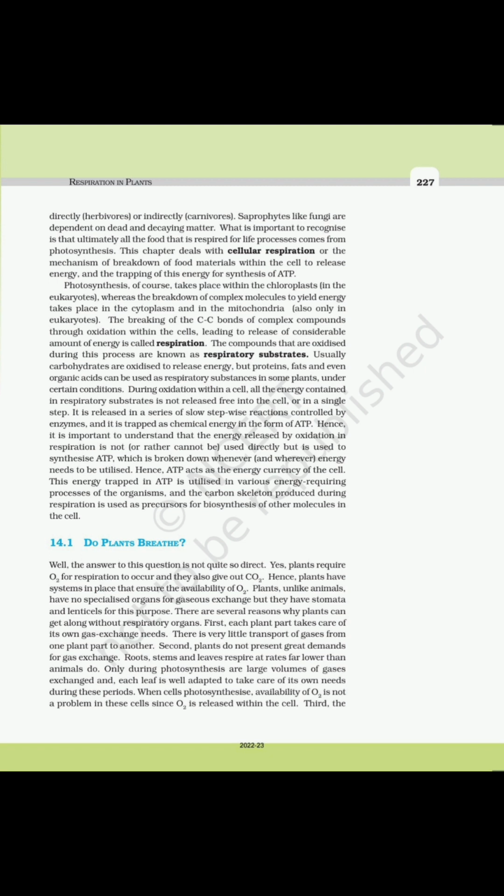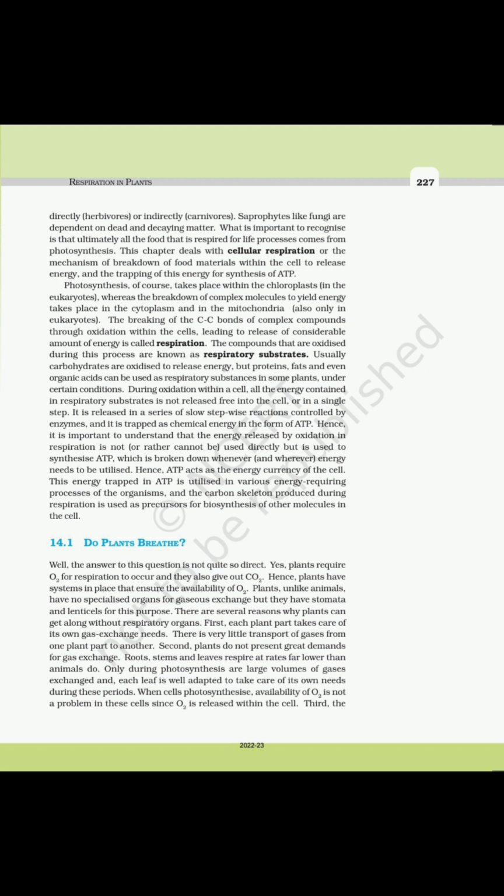14.1 Do plants breathe? Well, the answer to this question is not quite so direct. Yes, plants require O2 for respiration to occur, and they also give out CO2. Hence, plants have systems in place that ensure the availability of O2. Plants, unlike animals, have no specialized organs for gaseous exchange, but they have stomata and lenticels for this purpose.